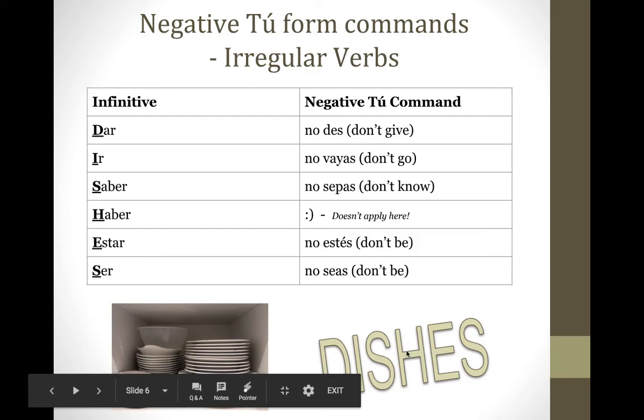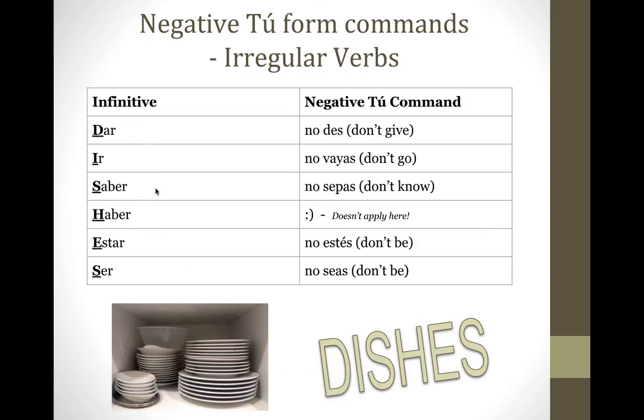Okay, put that in large letters for you. There are 6 verbs that are irregular, and those verbs are dar, ir, saber, haber, estar, and ser. You can see here I capitalized and bolded the first letter of each verb because they are the dishes verbs. So that means with these 6 verbs, you can't follow your steps of 1, going to the yo form, 2, dropping the O, and 3, adding the opposite ending. You're just going to have to sit down and memorize these.